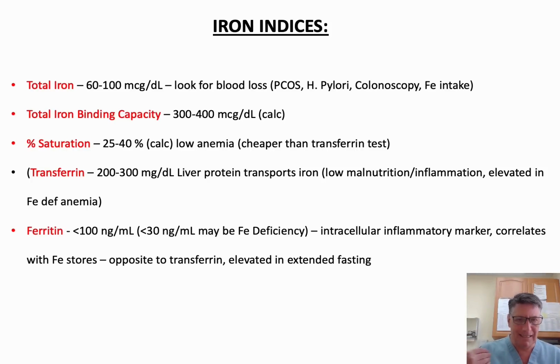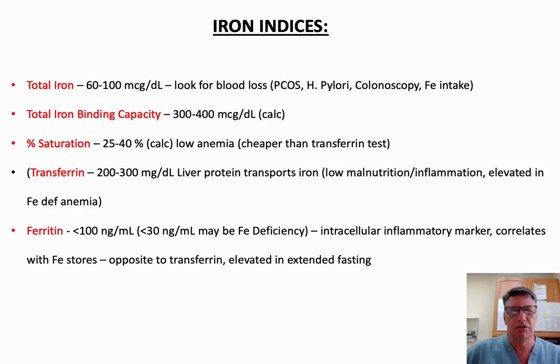TIBC is a calculated number. Percentage saturation is also a calculated number. And I like the TIBC to be 300 to 400, the saturation to be 25 to 40%. The reason I look at these is because I am looking at anemia, a potential precursor to iron deficiency anemia, and saturation and TIBC calculated numbers are cheaper as a test than to do transferrin.